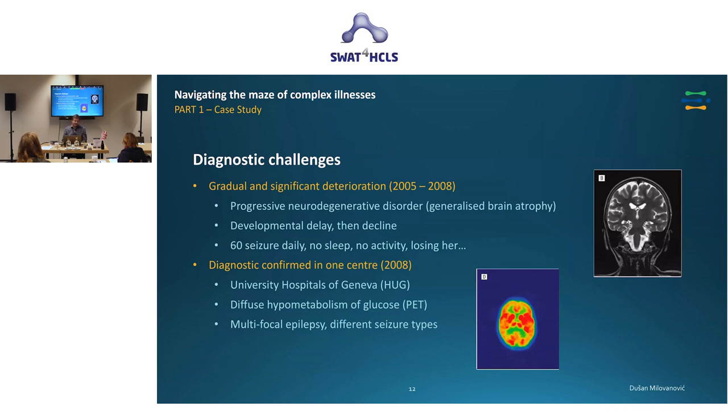And then diffuse hypometabolism of glucose was also confirmed in the PET scan, so that says there is no focal, no morphological problem in the brain. It's probably some biochemical problem. Again, we're talking here about this autoimmune disorder.